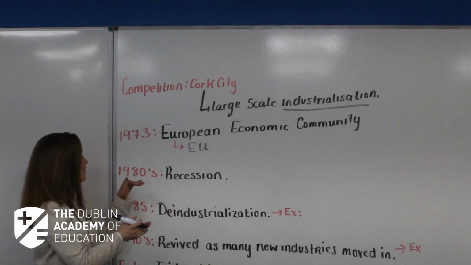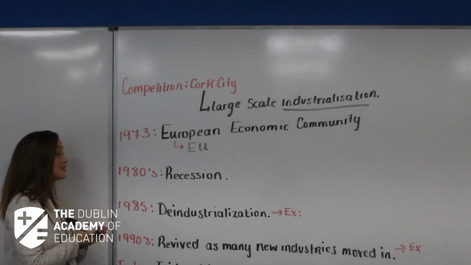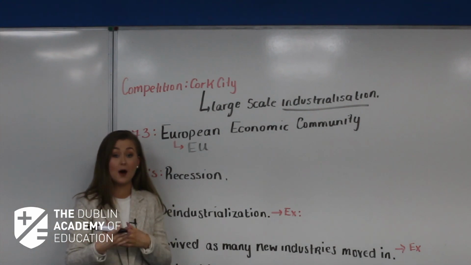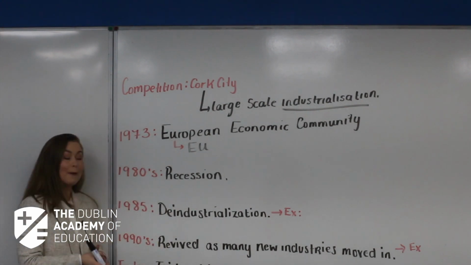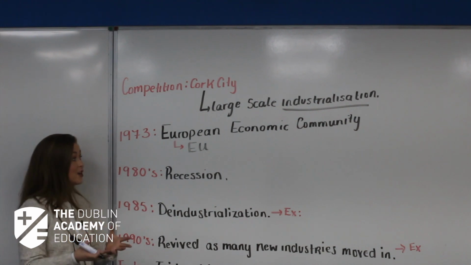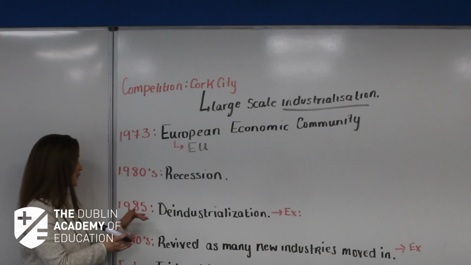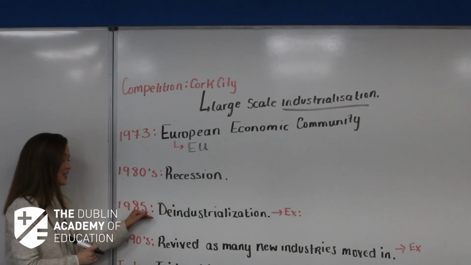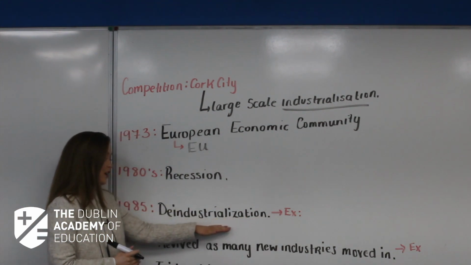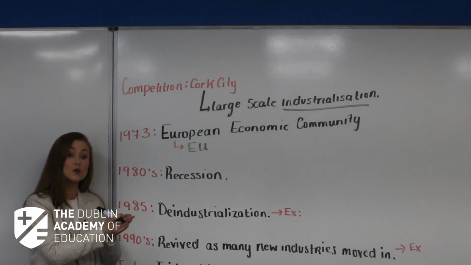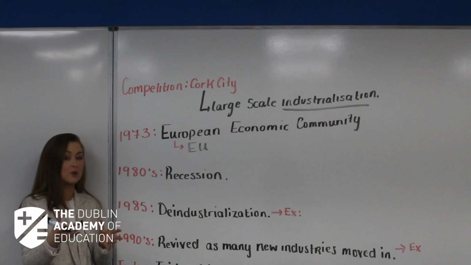Following on from that, in the early 1980s, what hit the whole of Ireland was a recession. A recession is an economic downturn. And when a recession happens, it leads to a lot of these industries closing down. That is referred to, and it's right here, in 1985, as deindustrialization. Deindustrialization is when industries close down. They move out of that region in some cases.